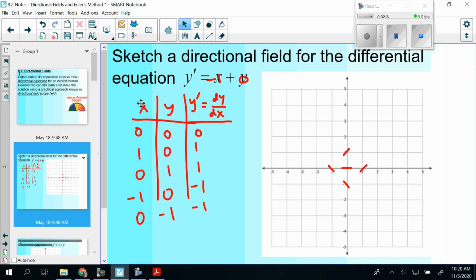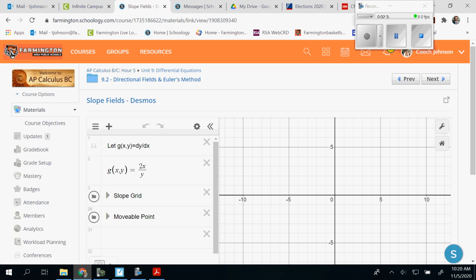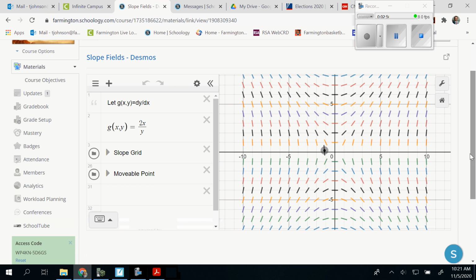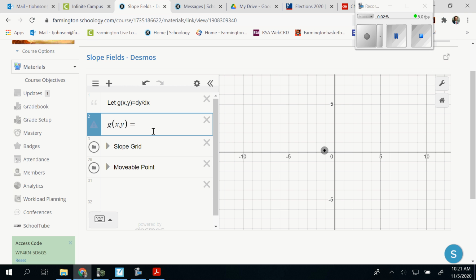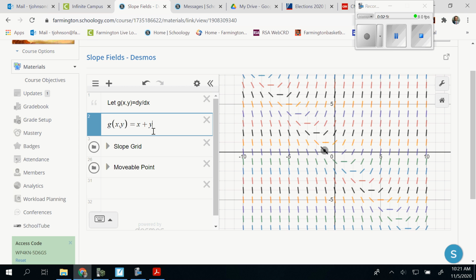So what we're going to do is go on to your Schoology course, go into this section, and then there's this Desmos link. We're going to click on that, and we're going to use this in order to get the rest of it. So in Desmos here, you can see there's one of these slope fields off to the side. We're going to type in the function that we had for this one. So instead of the one that's in there, type in x plus y here. And then this will generate a slope field for us.